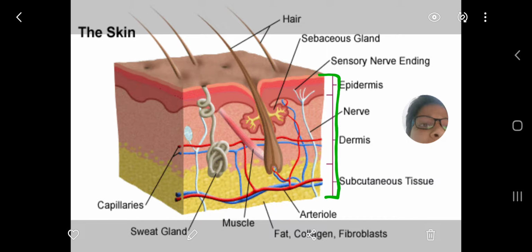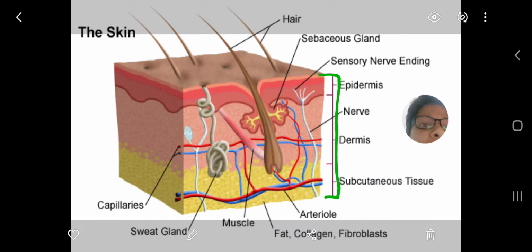So first is hair, right? Hair, everyone knows what hair is. Next is the sebaceous gland. What is the sebaceous gland? The sebaceous gland is a gland present in the skin that secretes oil, right? Many people have oily skin. It's due to this sebaceous gland. The excess release of oil from the sebaceous gland causes oily skin.